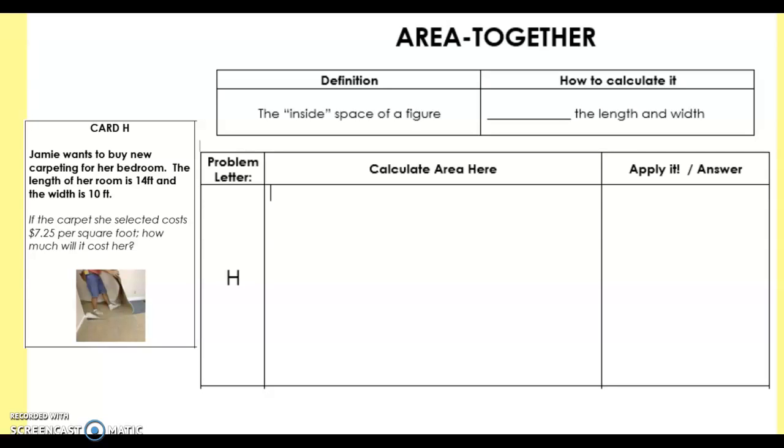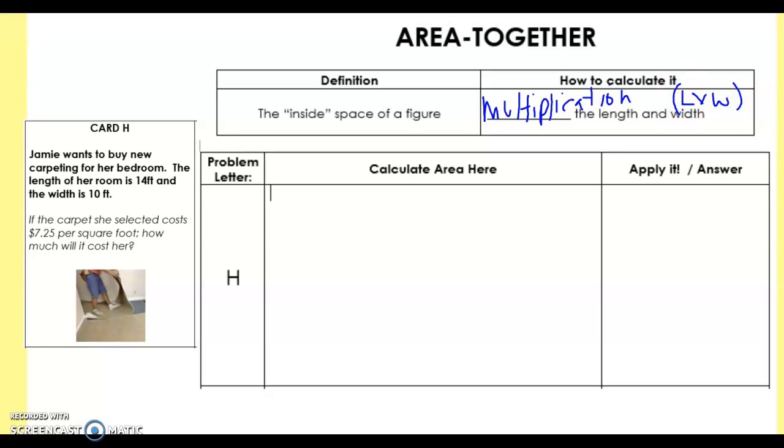All right, let's take a look at applying area to real world problems. So again, we're looking at those task cards. Three we're going to complete together, three again on your own independently for your practice. So area, remember, we're looking to calculate the inside space of a figure. In order to do that, the operation that we use is multiplication. So we are multiplying the length times width.